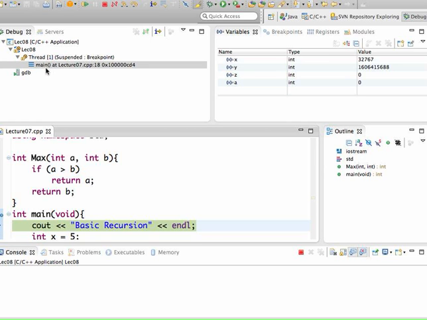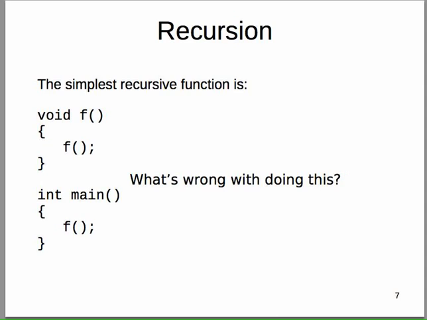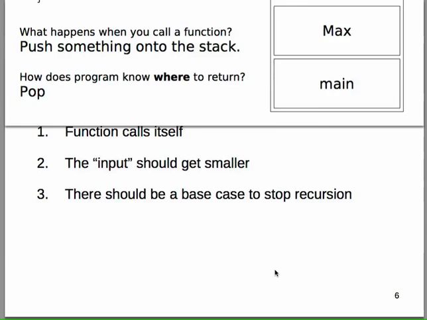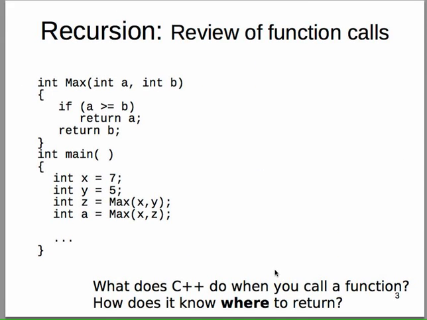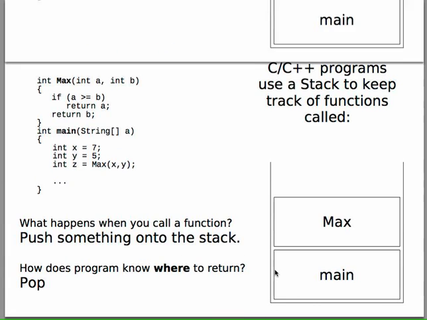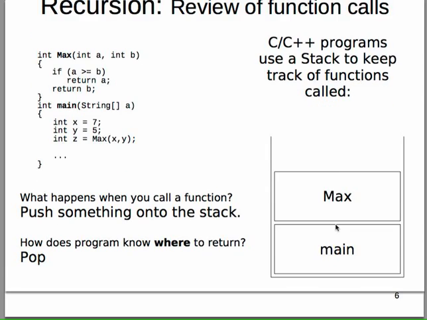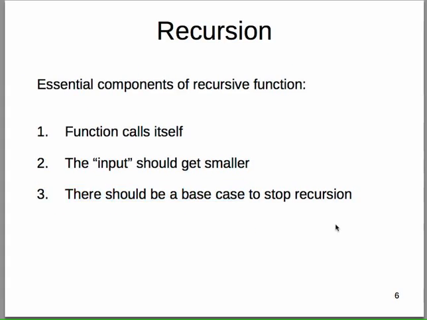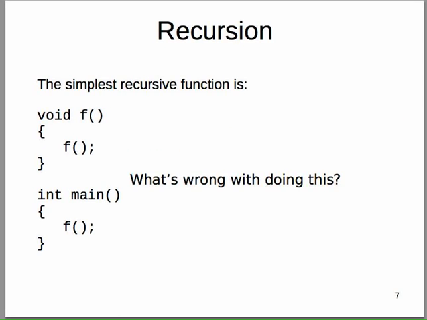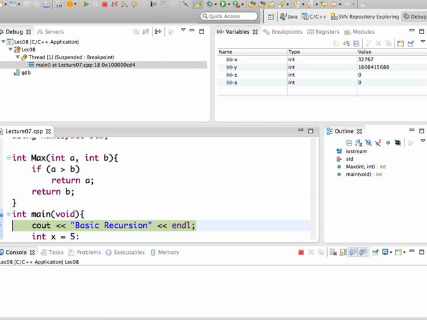Here's main on the stack, and the picture you want in your mind is this one. If you have this program, you have main, and then you call max, and you should see a thing for max. It's called a stack activation frame, or you can also refer to it as this box that goes on the stack. So where is that? Let's see if you can pull that up.